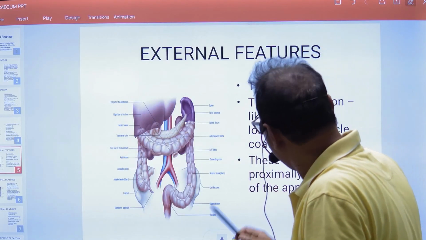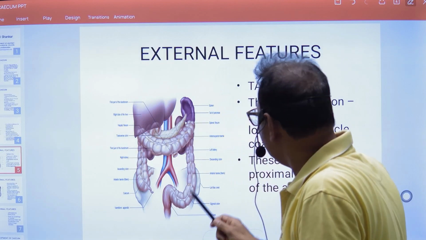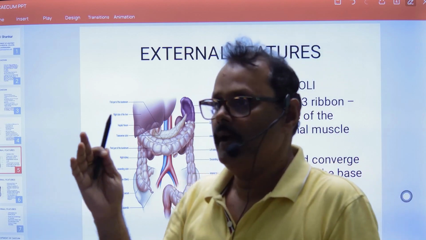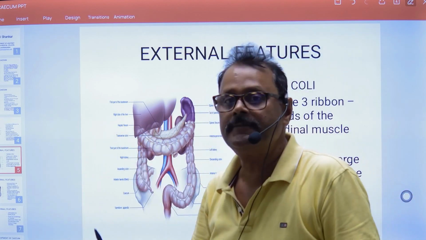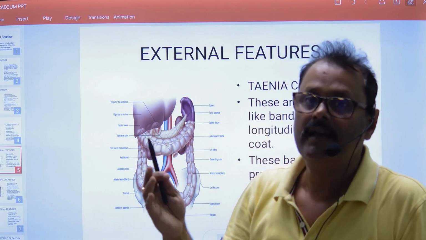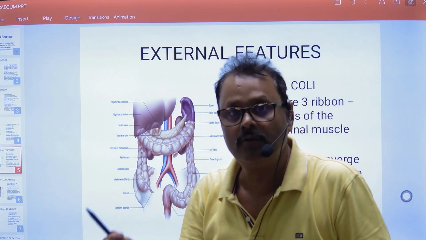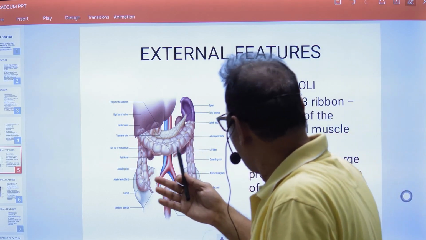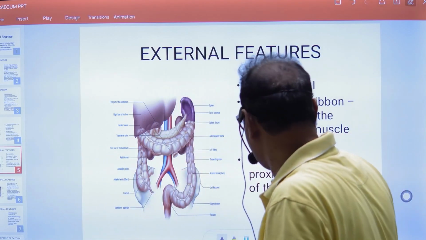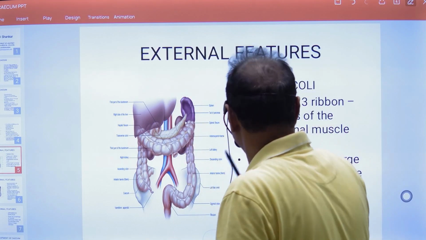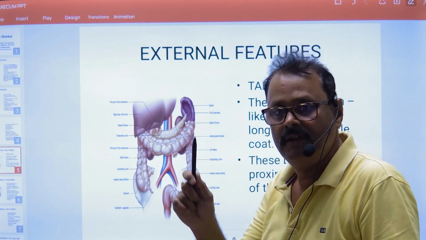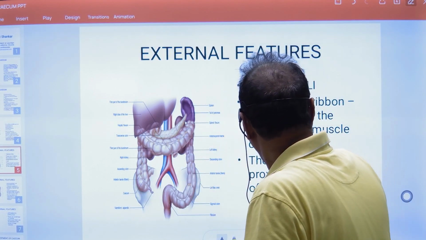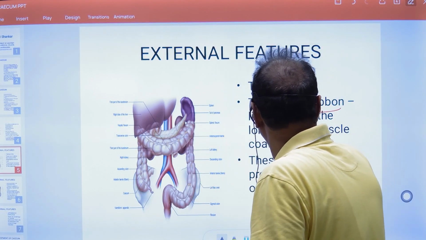Regarding its external features, we know that the large intestine has three salient features. They are the taenia coli, the haustration or sacculation, and the appendices epiploicae. These three structures make the large intestine different from the small intestine and the other parts of the GIT. So it also has the taenia coli.